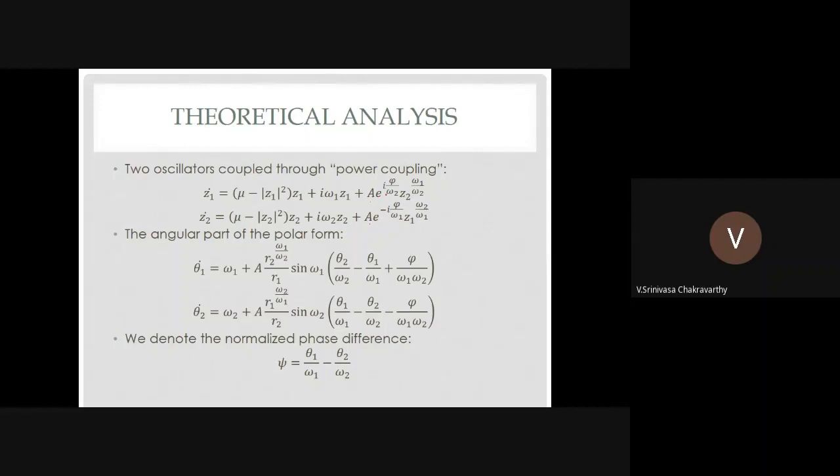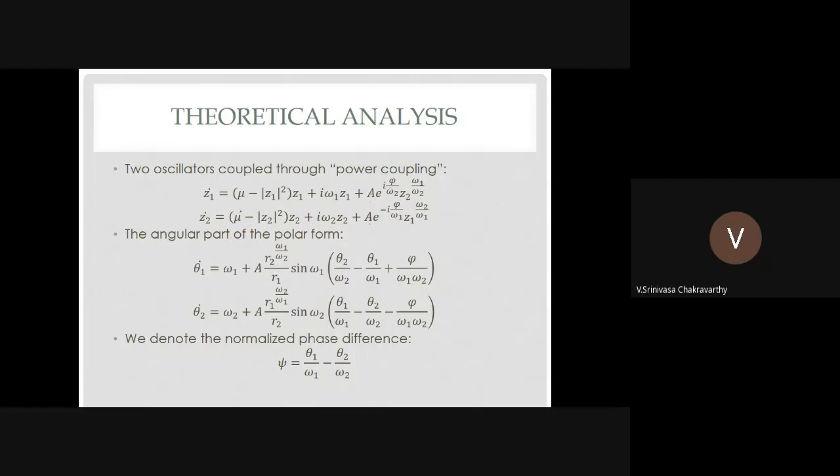But the exponential term e to the power i phi by omega 2 is what you have here, and i phi by omega 1 is what you have here. Okay, you need this special structure for the coupling constant also. Only then do you have a very nice mathematical result. So let us see what those are. We know how to split this into polar coordinates, R1 and theta 1, R2 and theta 2, like we have done before.